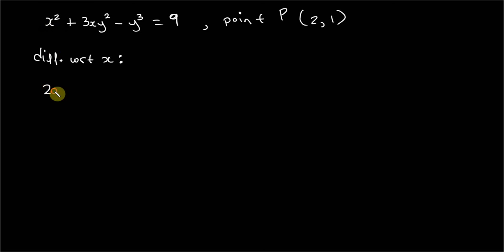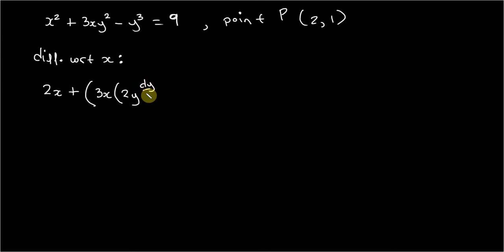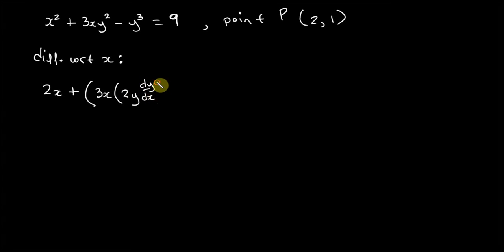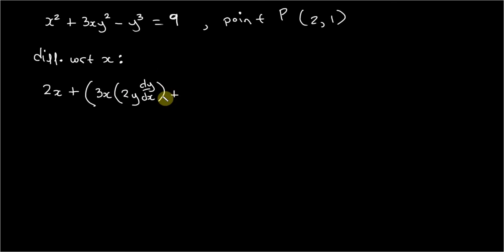We've got 2x, right? Differentiate that as 2x. We need to use the product rule here for this 3xy squared term, so I'm going to drop in some brackets. Let's differentiate y first. We've got our 3x times, what is this? This is going to be 2y times dy/dx. Close the brackets there.